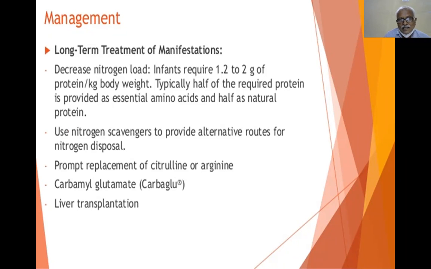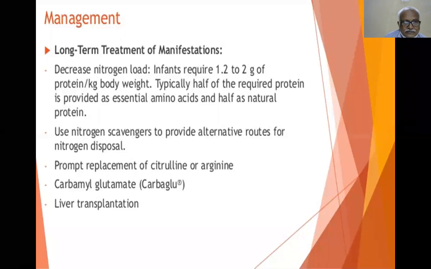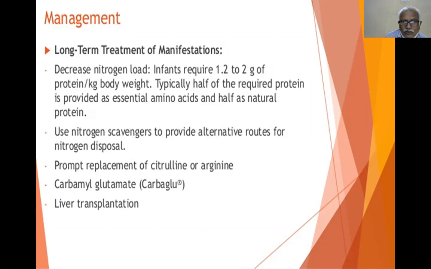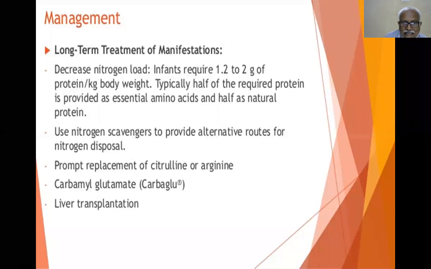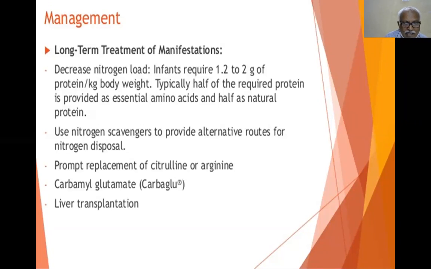This is most important. We have covered this in the nutrition chapter, and while I am taking the lecture hours in amino acid metabolism. So we have to decrease the nitrogen load, and the infants, as you know, require 1.2 to 2 grams of protein per kg body weight. Typically, half of the required protein is provided as essential amino acids and half as natural protein. So use nitrogen scavengers to provide alternative routes for nitrogen disposal. Just now I have told you about nitrogen scavengers.